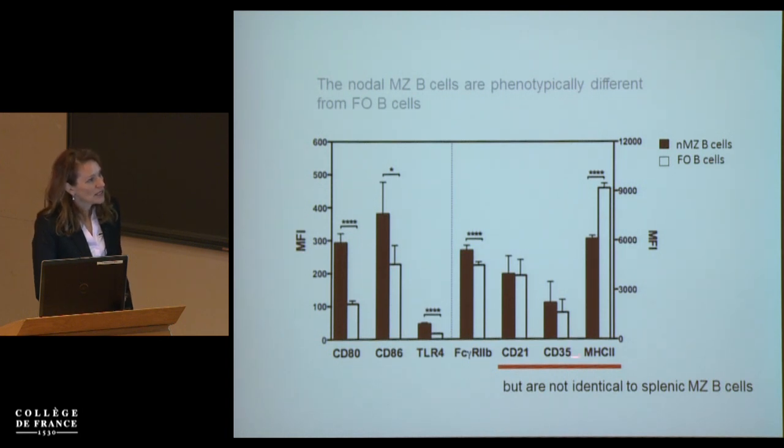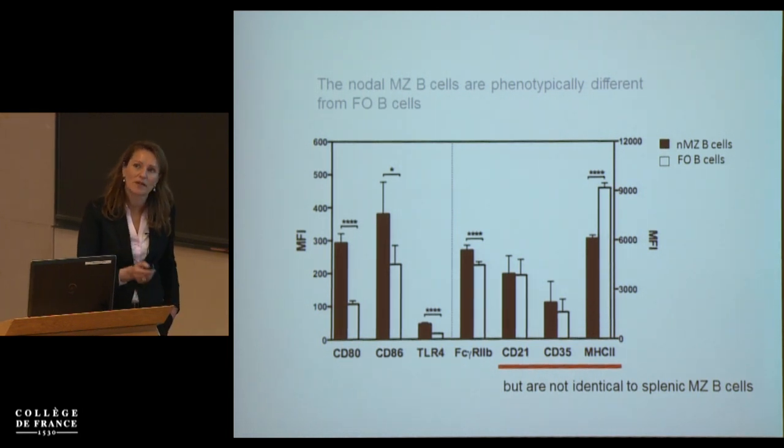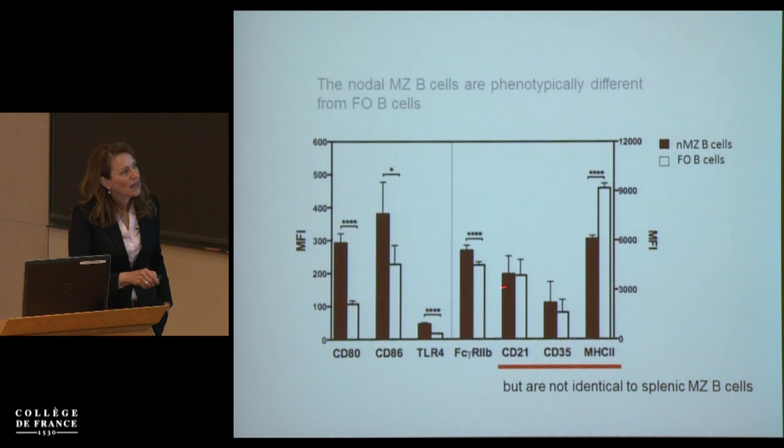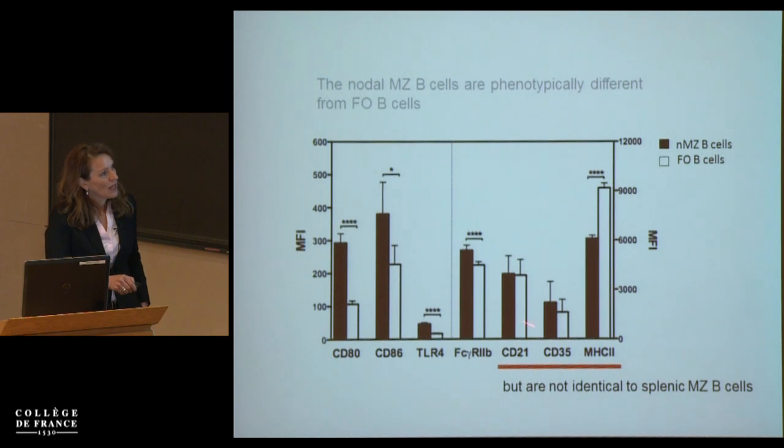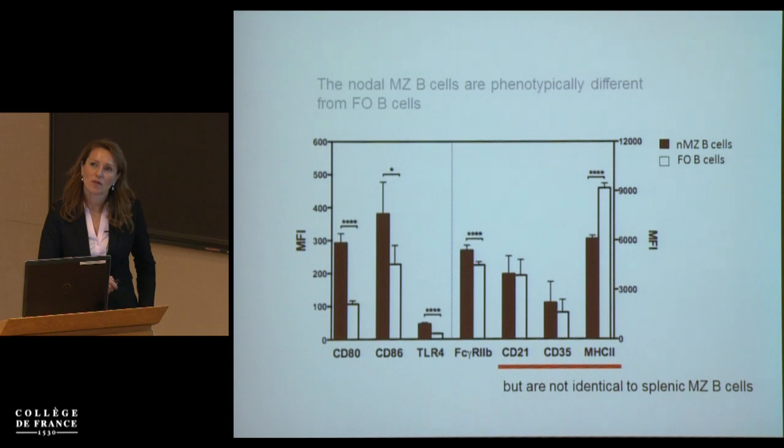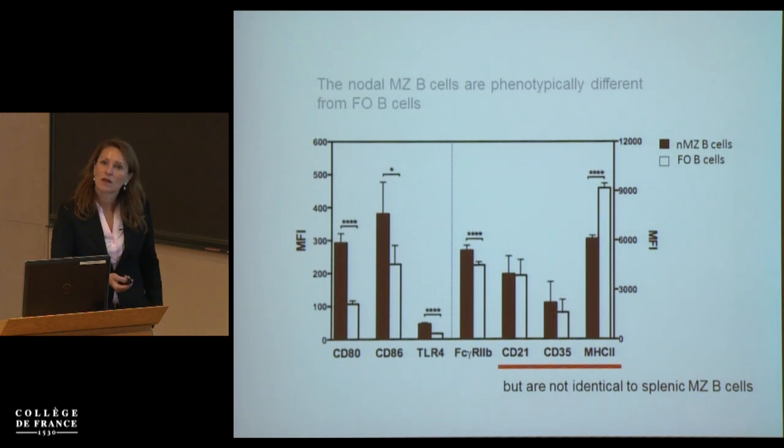But then we come to these antigens. The complement receptor CD21 should be higher in the marginal zone B cells compared to follicular B cells when you compare it in the spleen, but this is not the case here. Here, the nodal marginal zone B cells present a similar expression level as the follicular ones. The same goes for complement receptor 1, which is CD35. And here we see that the nodal marginal zone B cells have less MHC class II expression compared to the follicular ones, which is the vice versa in the marginal zone B cells in the spleen. So we conclude that these cells are similar, but they are not identical due to these markers.